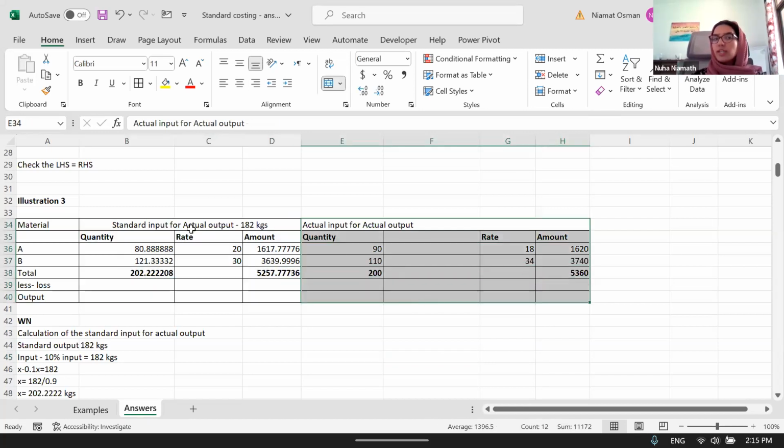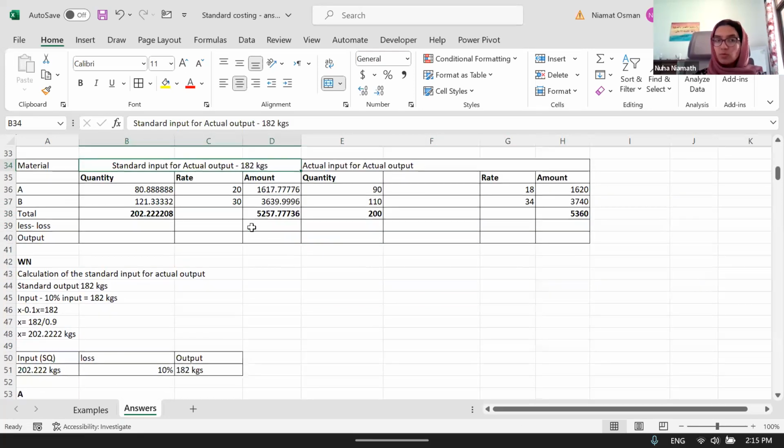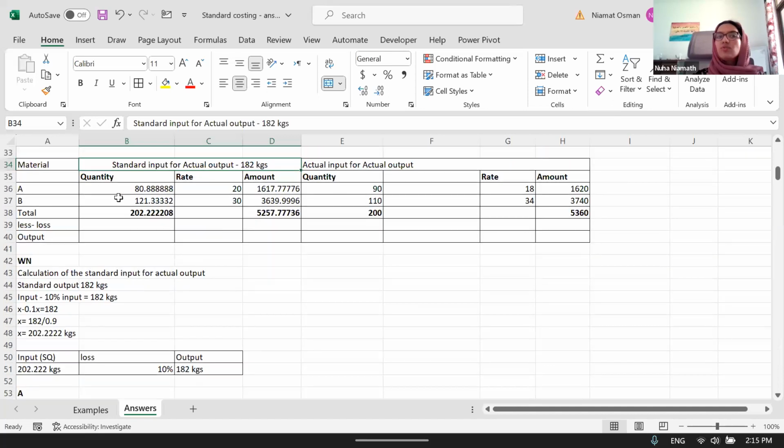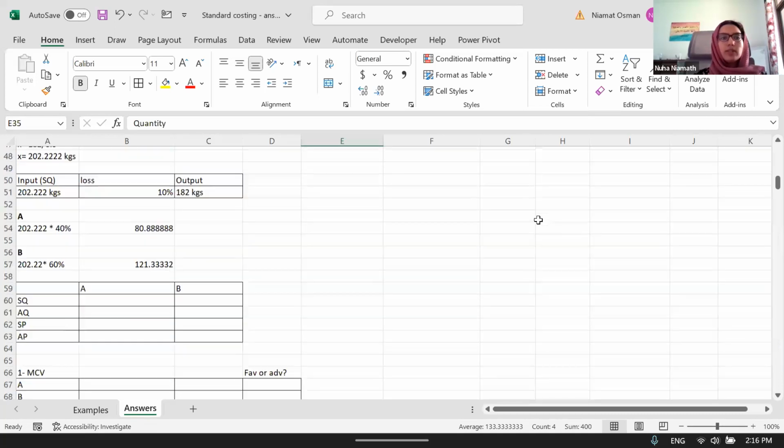Now, as everybody understood what we have done: step number one, standard input for actual output, actual input for actual output. Standard input we did not have, but we had the actual output. So we did a reverse calculation and calculated the input SQ, which came to 202.22 kgs. But we have used it for two materials. For material A, it will come to 80.9 standard, and for material B, it will come to 121.33. So this way we have got the standard quantity for actual output, and the actual input for the actual output. Clear everybody? Shall I proceed to the next step? Clear, perfect. Okay, let's go.